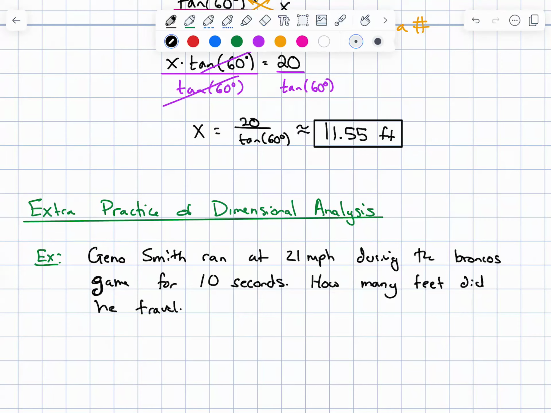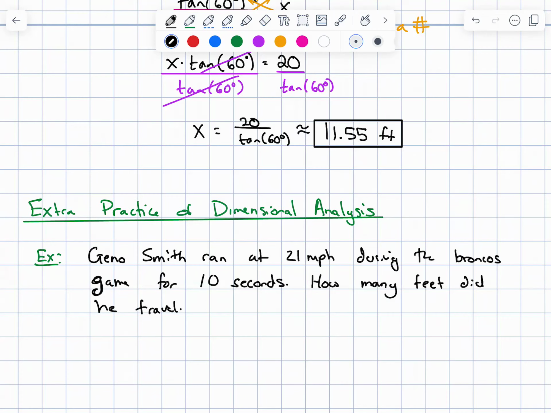In case you don't know, Geno Smith is the quarterback for the Seahawks, which you guys should all know because we're all Seahawks fans here. Good job. But very similar to one of the ones that you saw in your notes. It was like some person is running at this speed for this amount of seconds. How many feet did they run? Or how many yards or something like that.